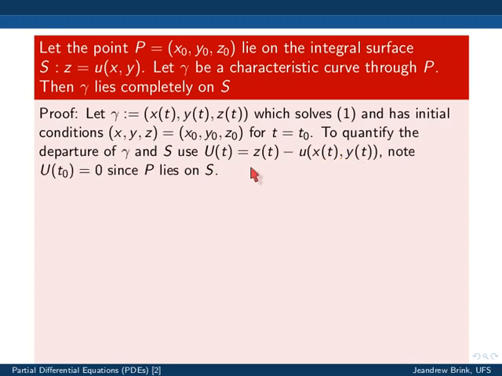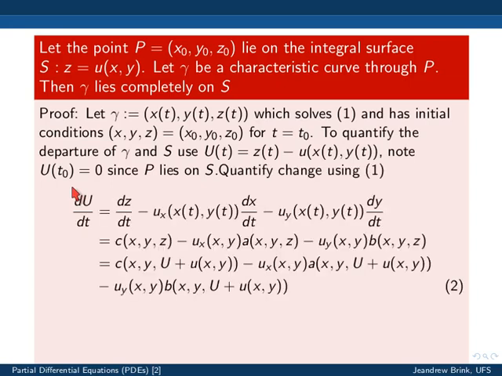And we can know that U at time t0, we've chosen the point through which the curve goes to be P, and we've chosen that point to lie on S. So U of 0 is fine. And what we're now going to do is quantify the change using that equation 1, which defines what the characteristic curve actually is. So we work out du dt, and we simply differentiate this.